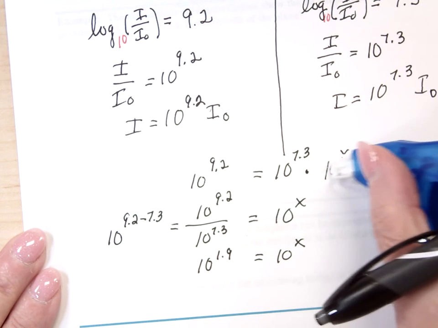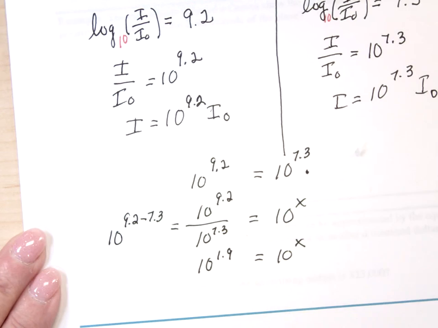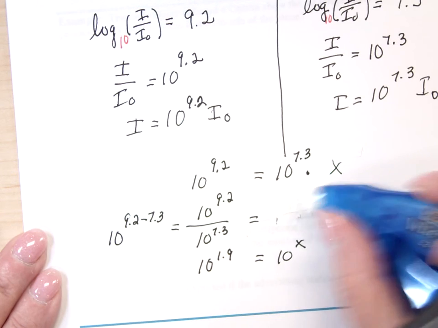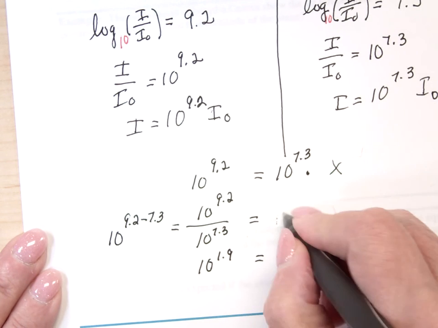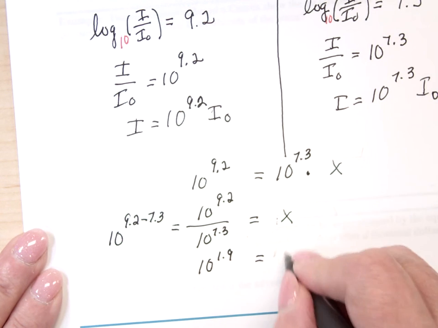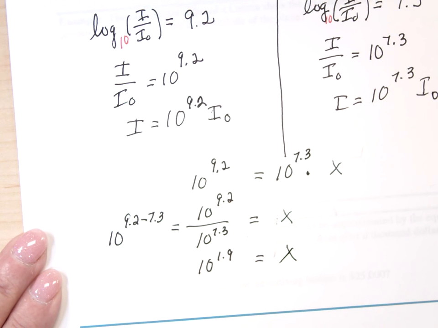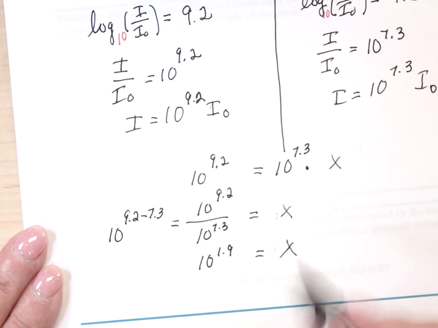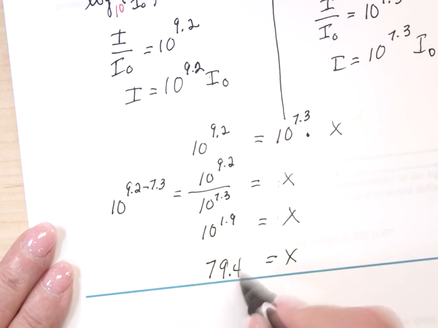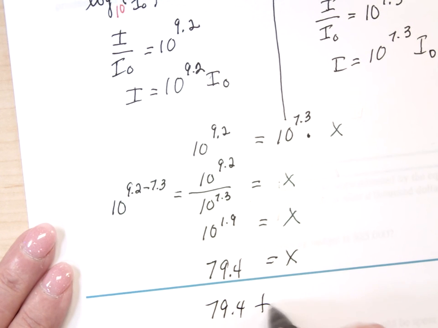And this is where I'm wrong. This should be just plain x. I was right the first time. Times something. Because otherwise I'm going to screw up. So I need to fix this. So that this is, x is actually 79.4. So it's 79.4 times more intense.